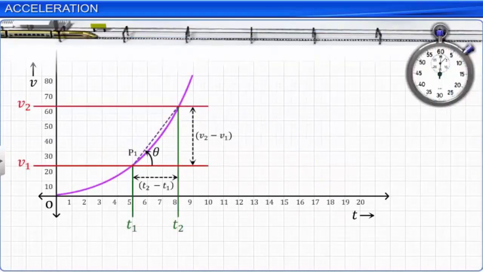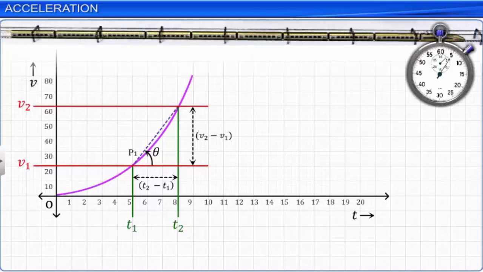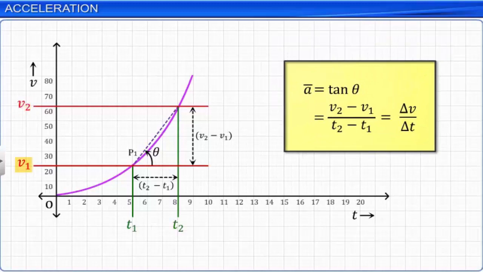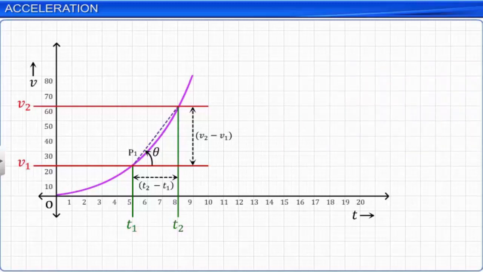Acceleration of a body is the rate of change of its velocity with time. The average acceleration A dash is defined as the change of velocity divided by time. V2 and V1 are instantaneous velocities at times t2 and t1. The SI unit of acceleration is meter per second square. On the Vt graph, the average acceleration is represented by the slope of the line joining the points V1, T1 and V2, T2.